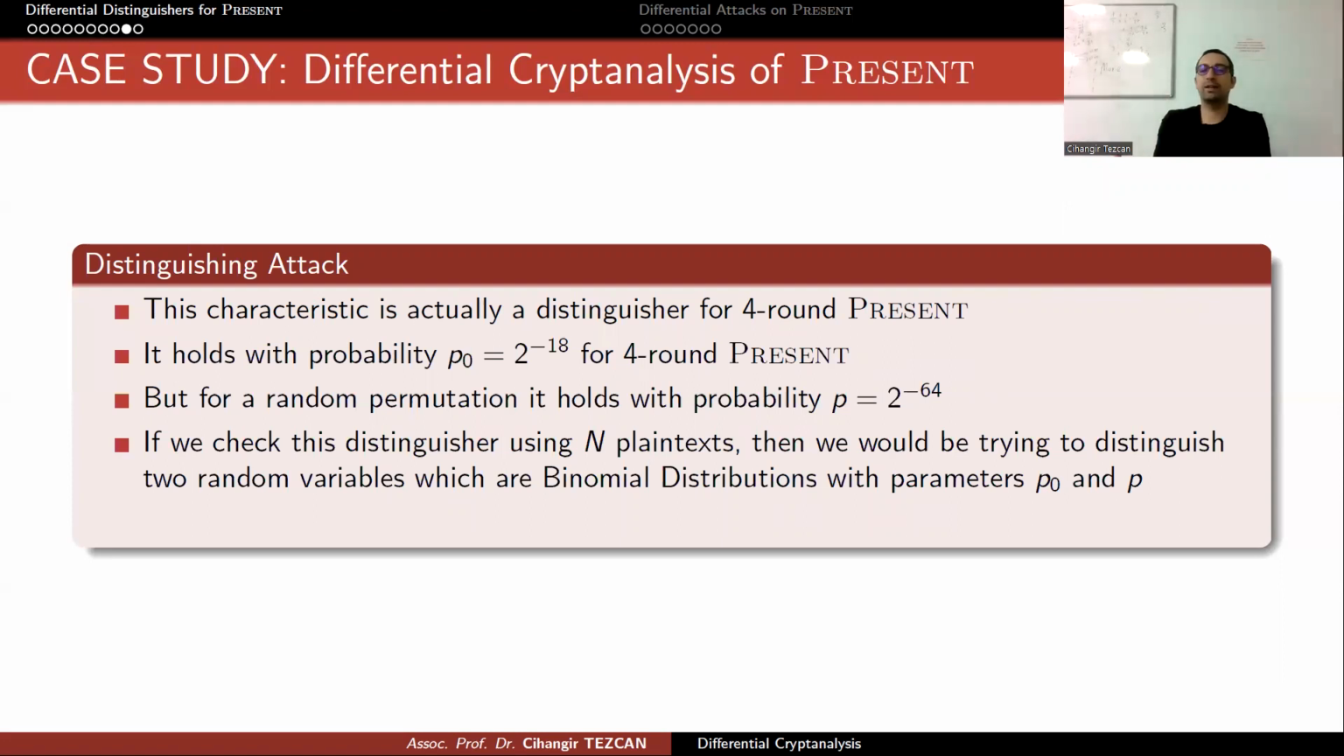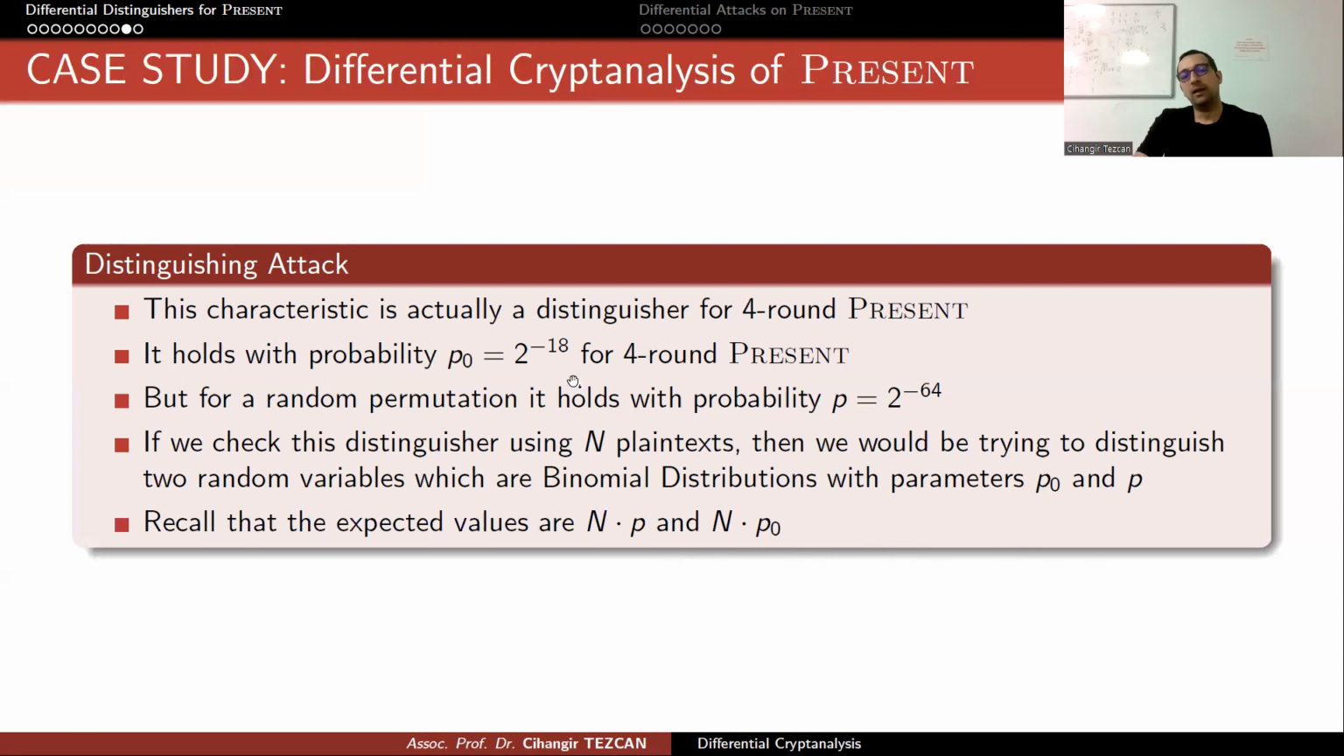Recall our dice throwing experiment, okay? So if you check this distinguisher using n plaintext pairs, you give a difference to these plaintexts, encrypt them as pairs, in other words, give them to this black box and look at the output. Then we will be trying to distinguish 2 random variables which are binomial distributions with parameters p0 and p. Recall that the expected values are n times p and n times p0 for these 2 different distributions.